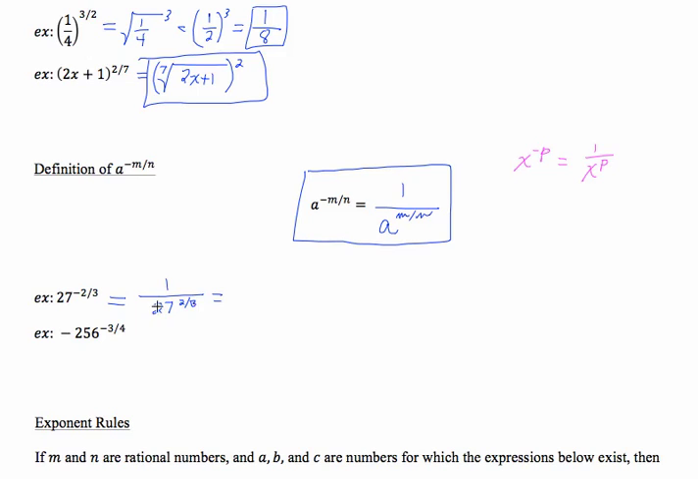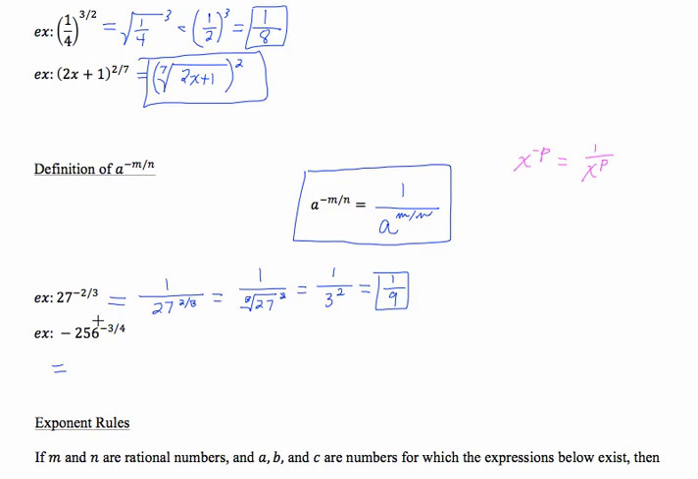Okay, then we can look at this denominator and rewrite it as a radical. So we'd have 1 over the cubed root of 27 all squared. Cubed root of 27 is 3, so 1 over 3 squared, so 1 over 9. That is a simplified form of this number here.